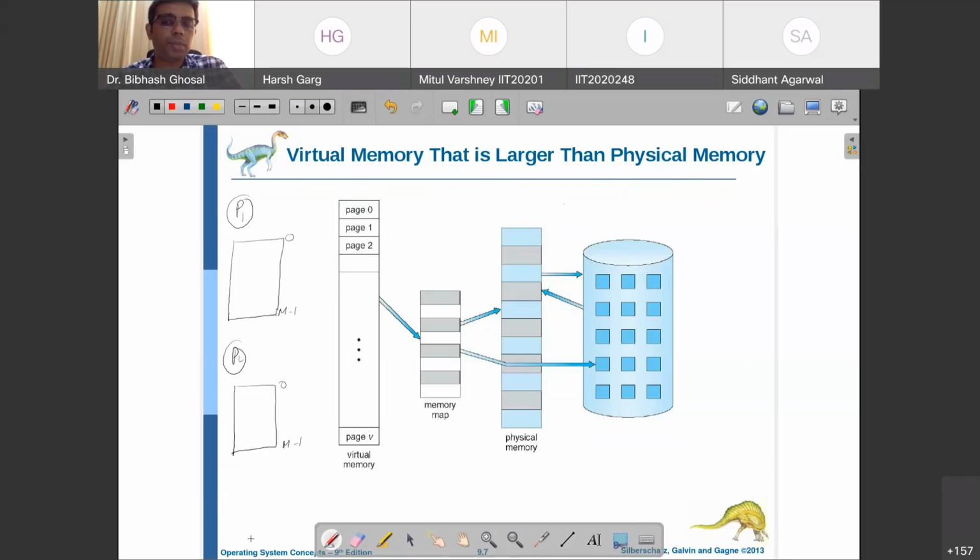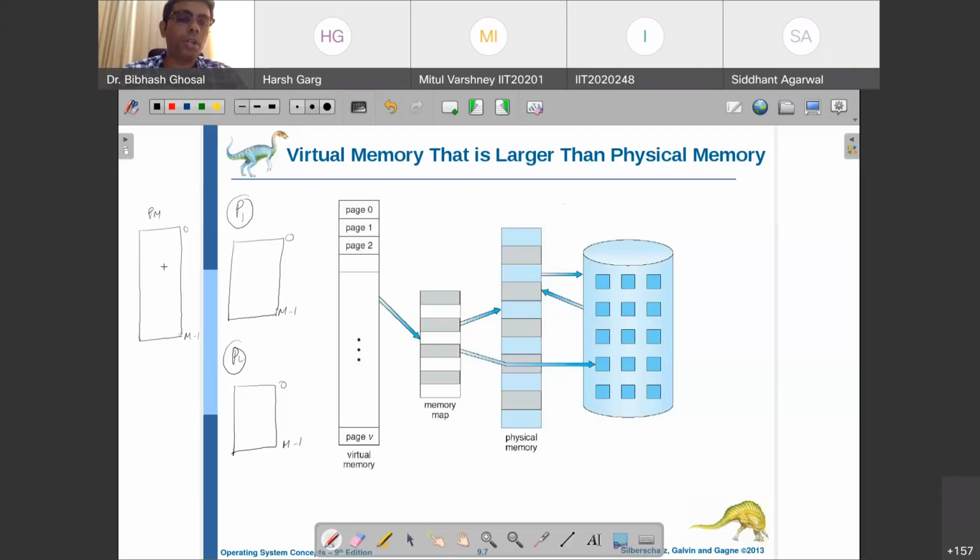Then we have P3, P4 in this way. But the physical memory is only of size 0 to m-1. That is only size m. Now see the situation. You have different processes. All of them are of size m. You have to fit all of them into the physical memory.